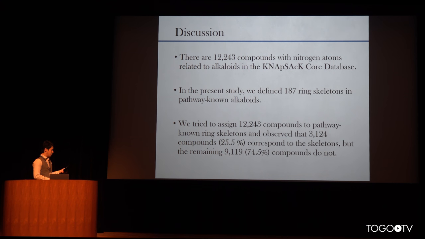12,246 compounds to pathway-known ring skeletons and observed that 25% correspond to the skeletons, but the remaining 74% do not. And by examining the subring skeleton similarity of the remaining compounds, it might be possible to obtain clues of pathway information and systemization of all alkaloid compounds.